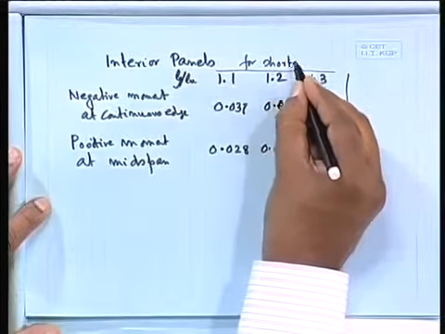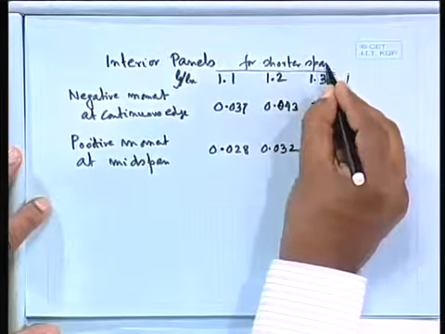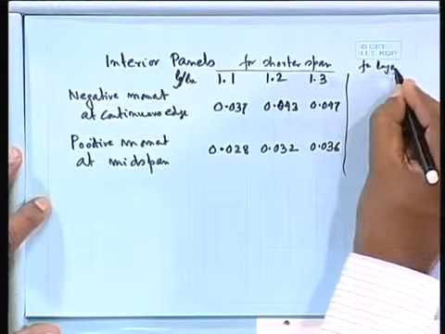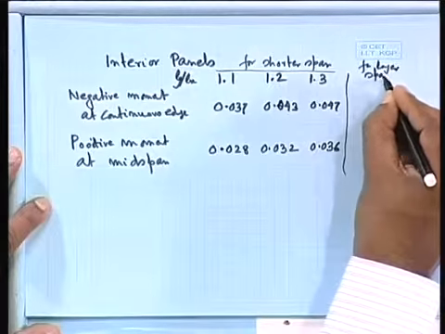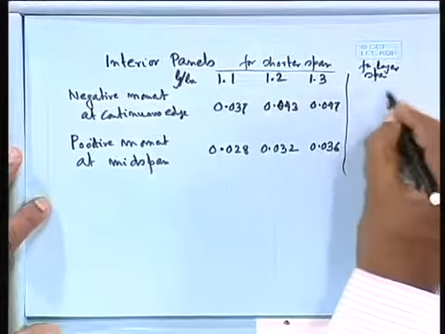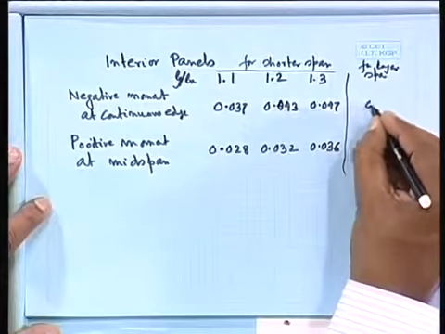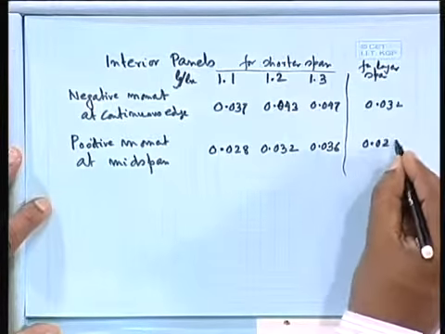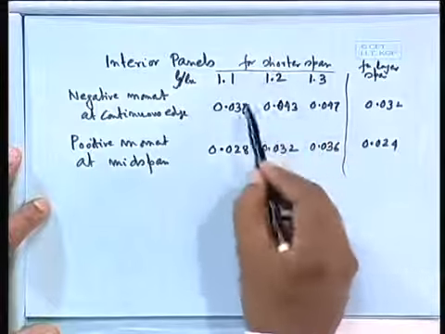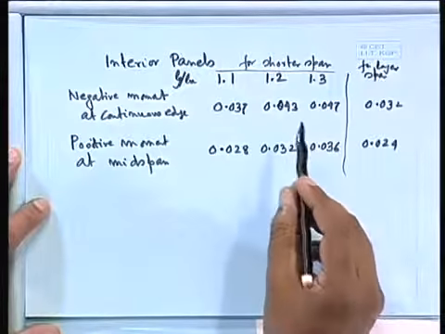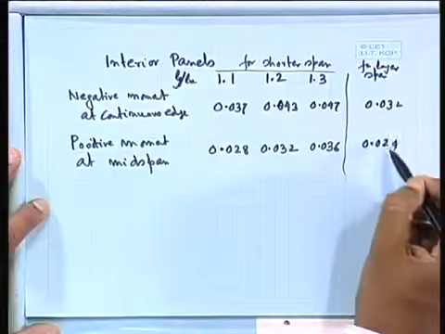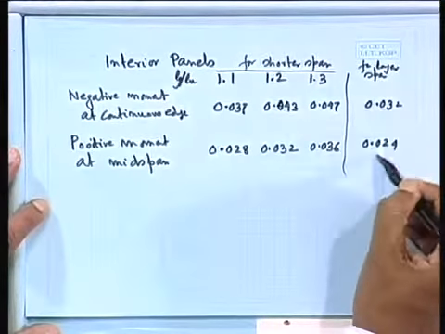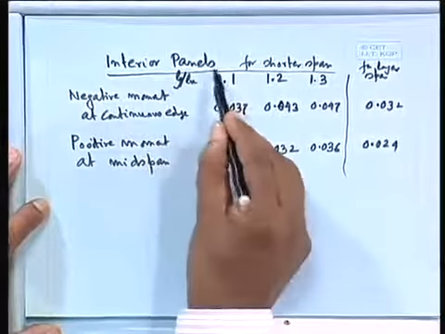But this is for shorter span, these values are for shorter span. But for longer span, for all LOI by LX, we shall take the same value 0.032, 0.024. That means for shorter span only we shall get the variation depending on LOI by LX, but for longer span we shall get the same value. So that is 0.032, 0.024 for interior panels we shall take it.